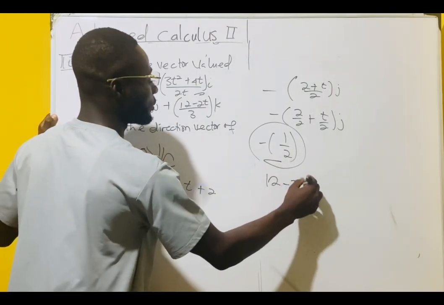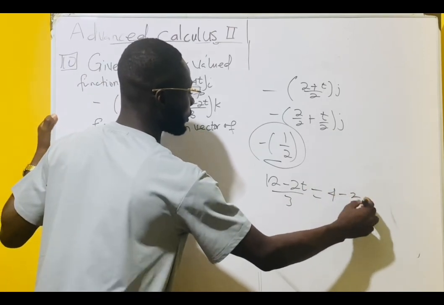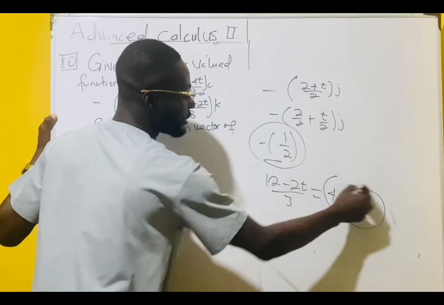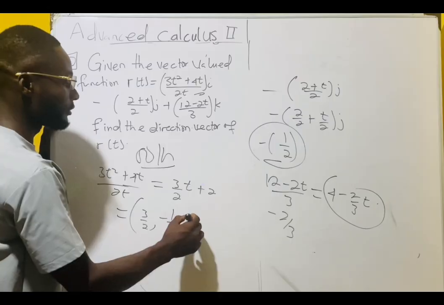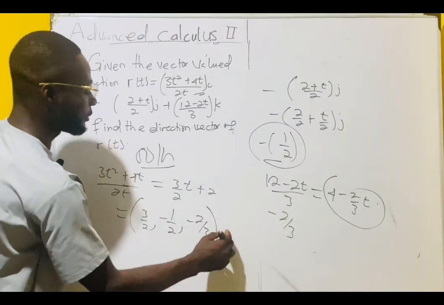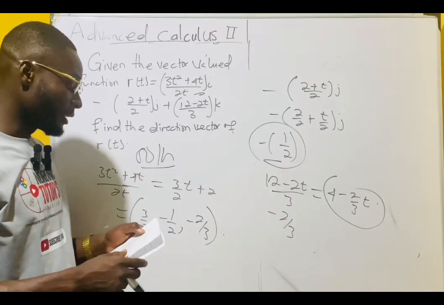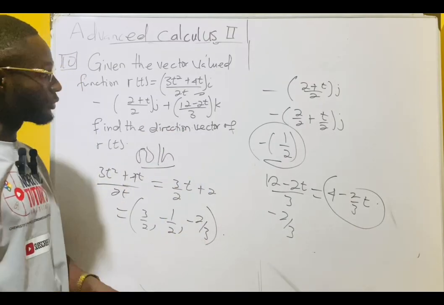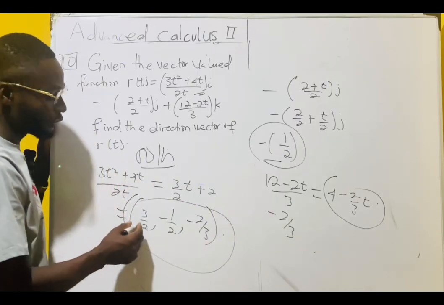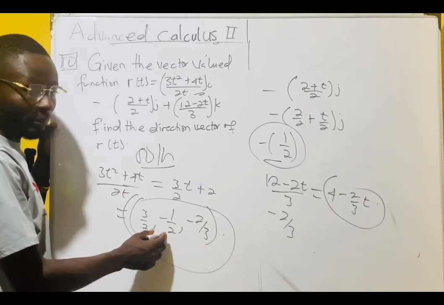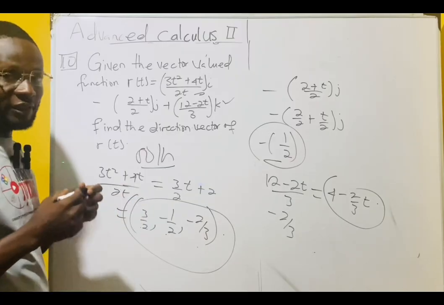The third part, we have what? 12 minus 2t over 3. When you simplify this, we're going to have 4 minus what? 2 on 3 t. When you differentiate this, we're going to have what? Minus 2 on 3. Right? So basically, we're going to have minus 2 on 3. And that becomes the direction vector given this vector valued function. So therefore, we can see that our direction vector is given as this: 3 on 2, comma, minus 1 on 2, comma, minus 2 on 3 as our direction vector.